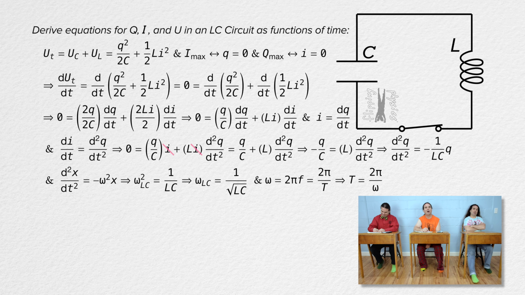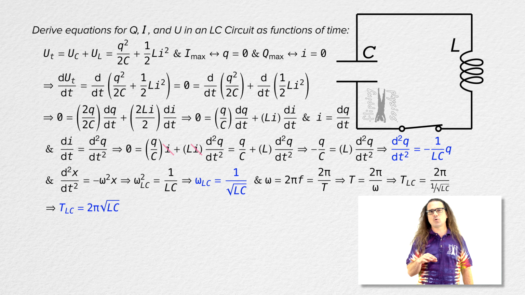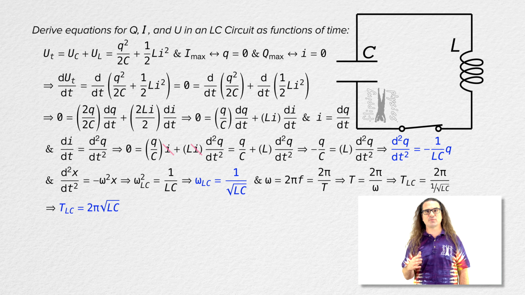That means period equals 2 pi over angular frequency, and the period of an LC circuit equals 2 pi over the multiplicative inverse of the square root of inductance times capacitance, or 2 pi times the square root of inductance times capacitance. Well done, everybody. So far, we have proven an LC circuit is in simple harmonic motion, and we have derived equations for its angular frequency and period.